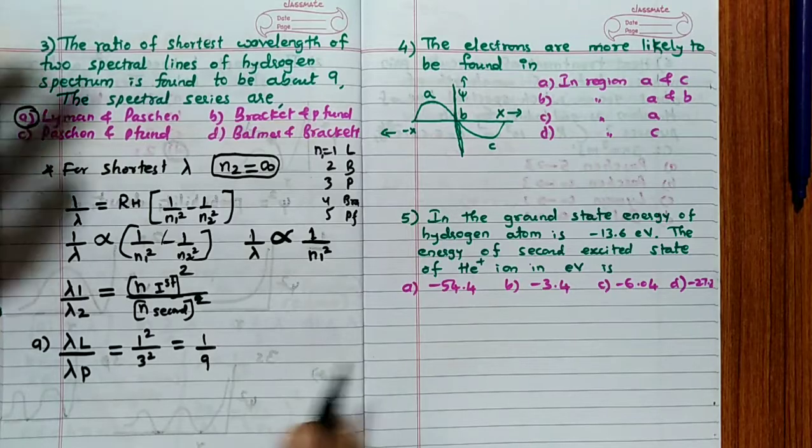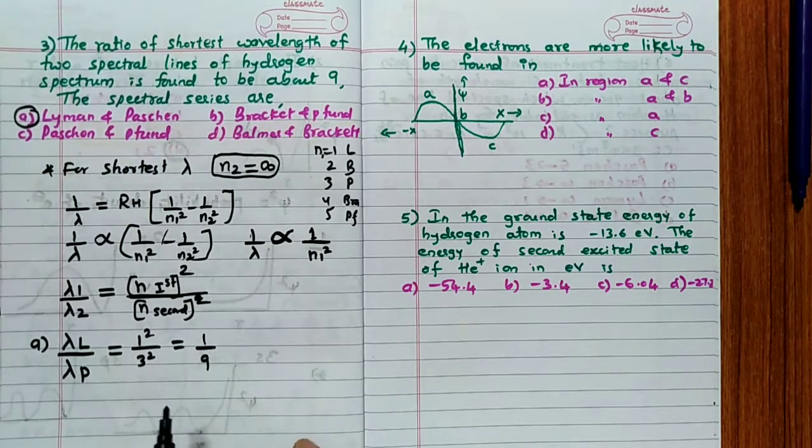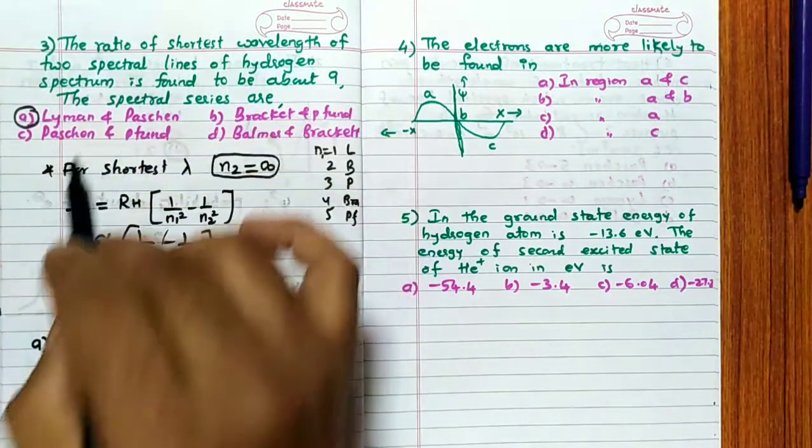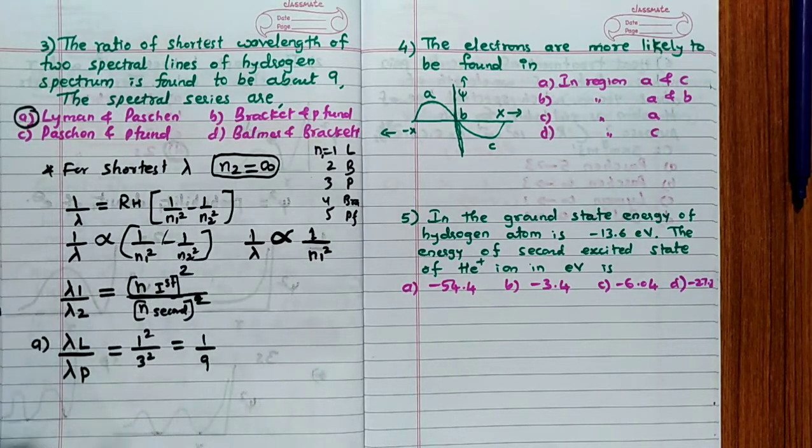Now see, 9, 1 by 9. Why have you taken 9 then? See, one thing you remember here, they have not given the ratio of Lyman to Paschen or Paschen to Lyman. So either way you have to get 1 by 9 or 9. That should be the answer.